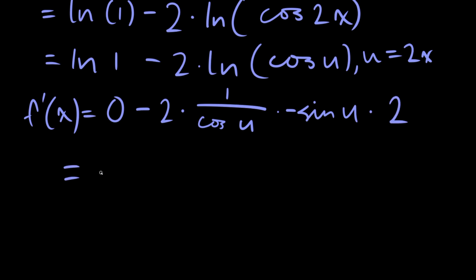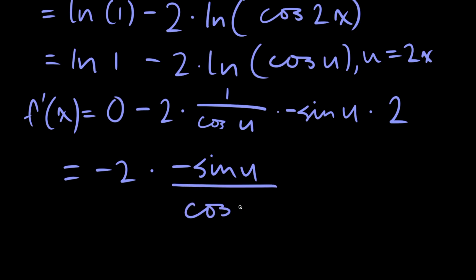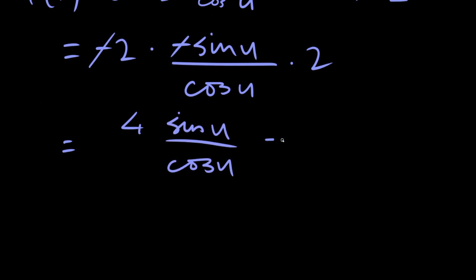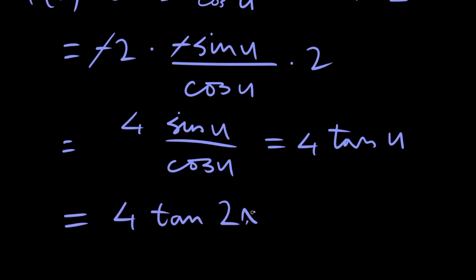And we will have that negative 2 times negative sine u divided by cosine u multiplied by 2. The negatives will cancel out. We'll get that 4 sine u over cosine u, which is the same as 4 tan u. And we know that u is 2x, so we'll get 4 tan 2x.